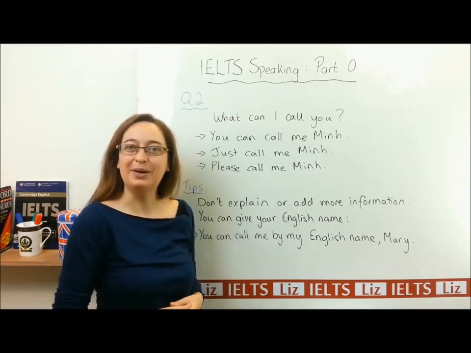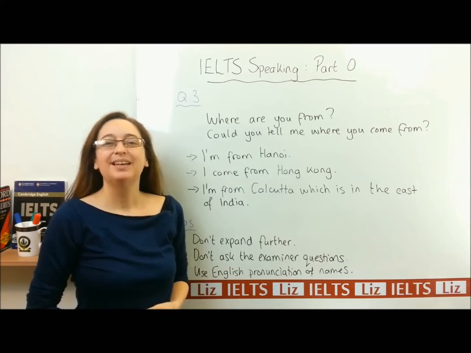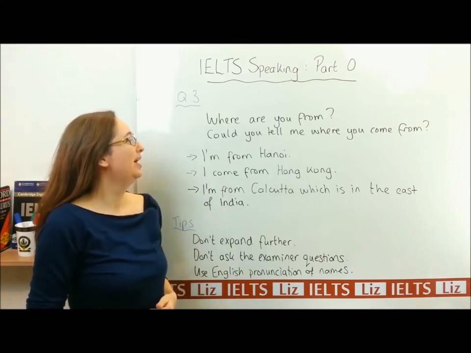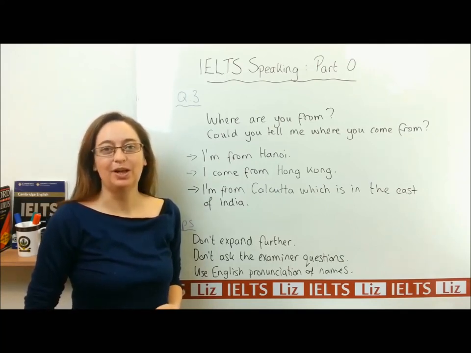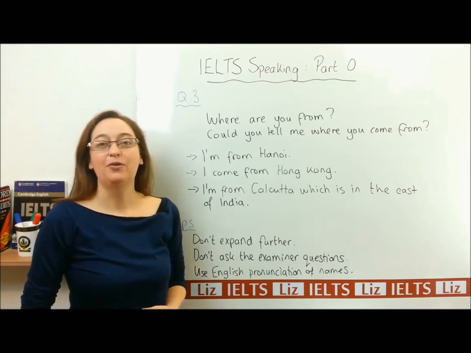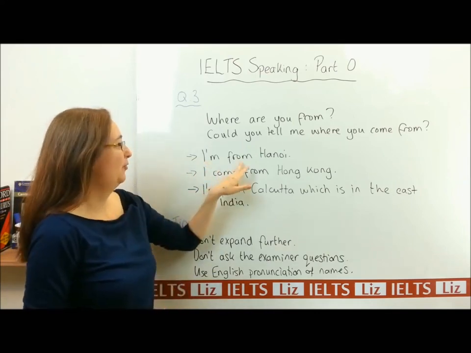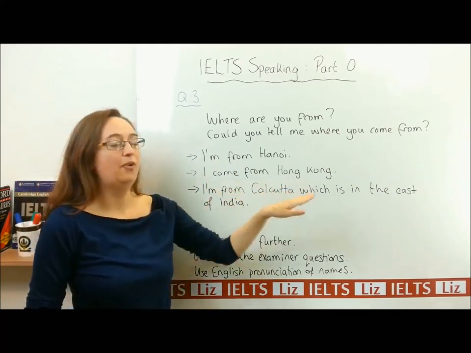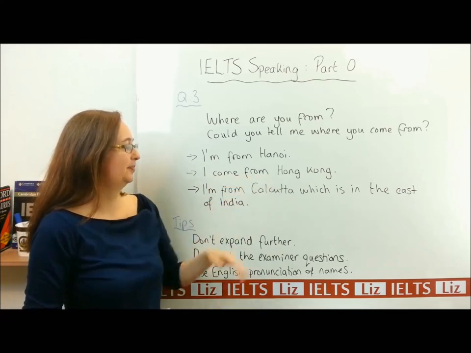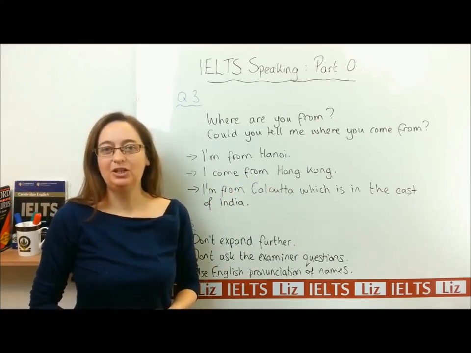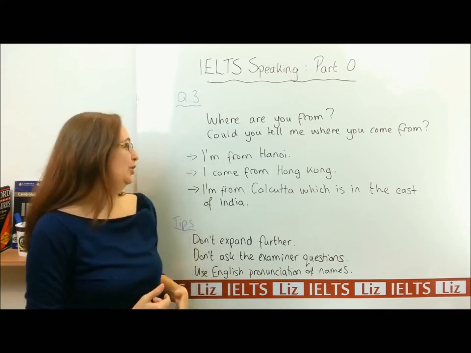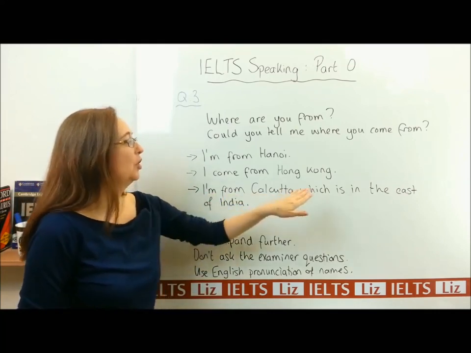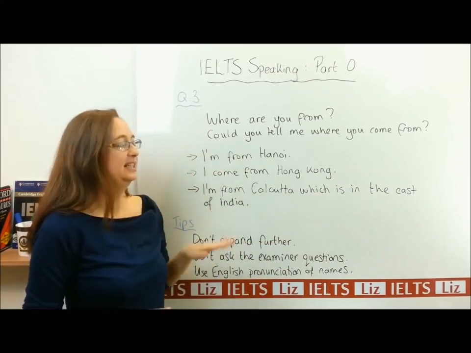So let's have a look at the third question. The examiner will ask you, "Where are you from?" Or the examiner might say, "Could you tell me where you come from?" Now, let me give you some possible answers. You could say, "I'm from Hanoi." Or you could say, "I come from Hong Kong." You could also add more information if you want. Not too much, just a little bit more if you want. You could say, "I'm from Calcutta, which is in the east of India."